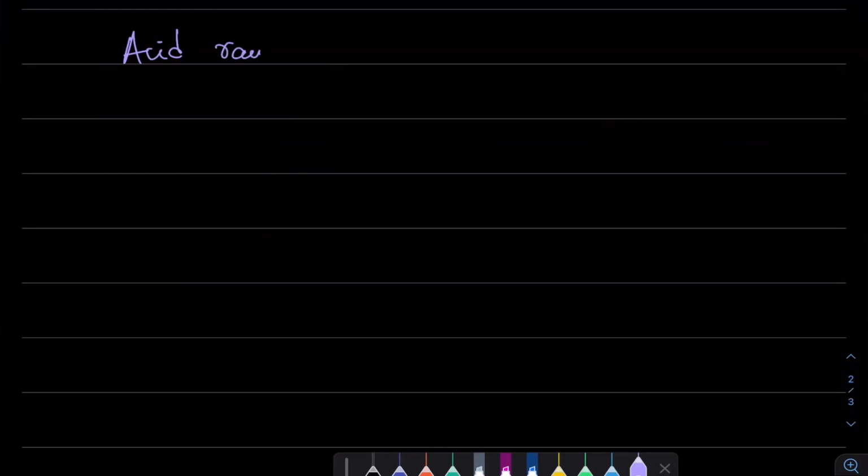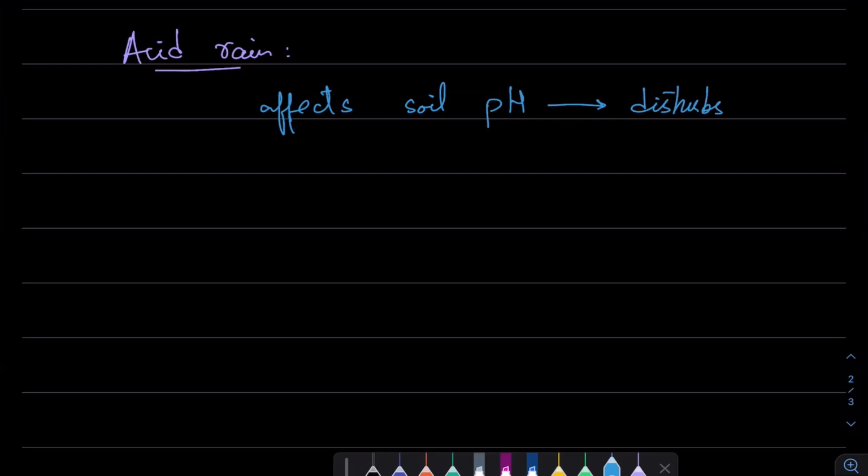Acid rain ye hoti hai that some acidic gas gets absorbed in water, and that causes that water when it rains, that water basically comes down. Now what it does is that it affects soil pH. So uski wajah se disrupts agricultural activity. Food production kharab hoti hai. Similarly, it damages buildings. I don't know what's wrong with my spellings today.